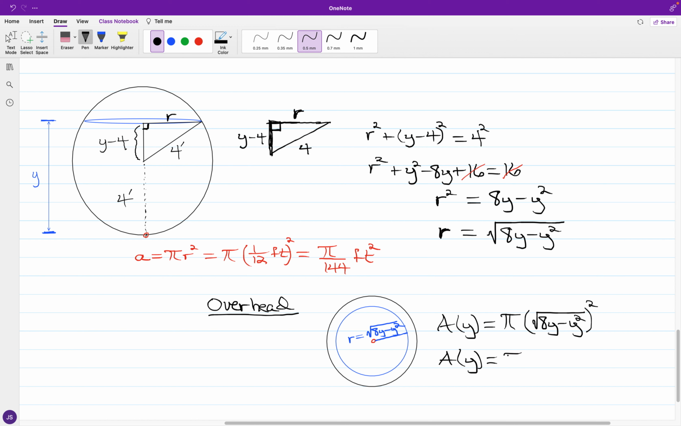Upon squaring the radius, for the cross-sectional area, that is going to be equal to pi times the quantity of 8y minus y squared.